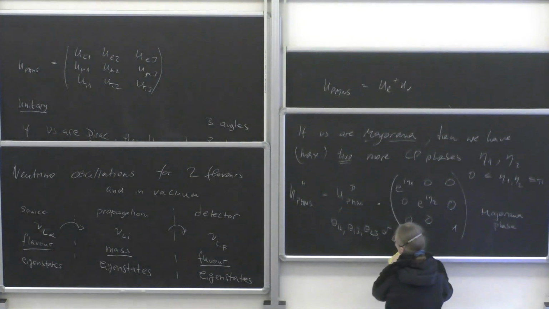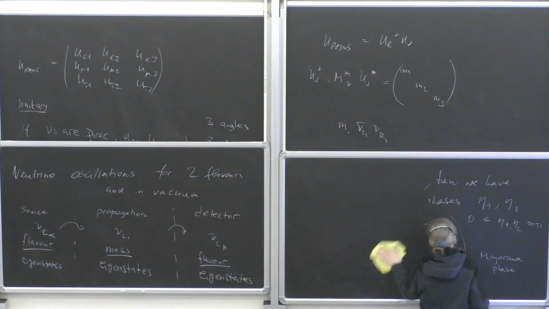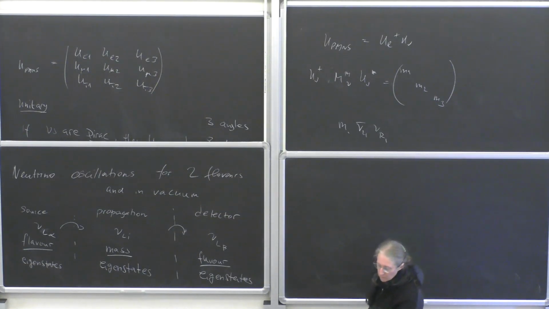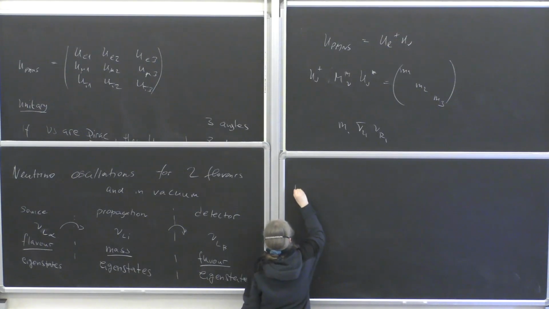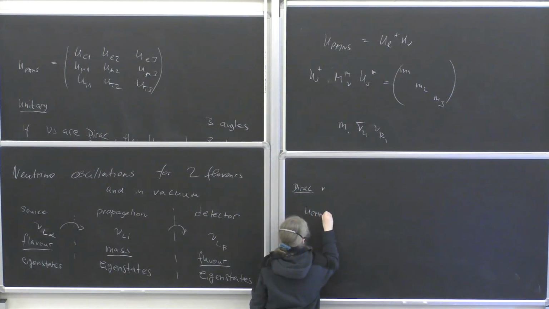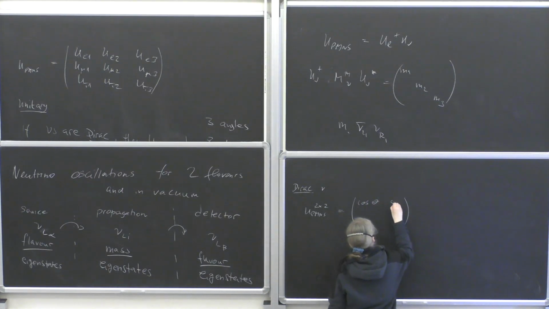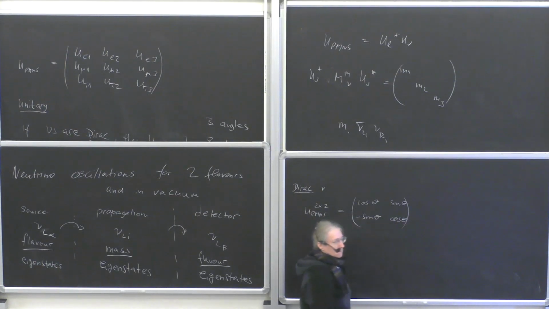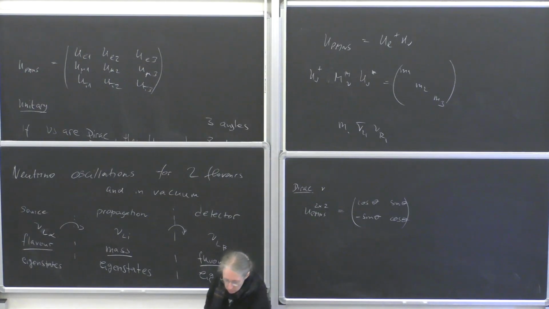Now, we discussed the PMNS matrix for the 3 neutrinos. Now we are more modest and do everything for 2. Being more modest reduces the 3 by 3 matrix to a 2 by 2 matrix. So if neutrinos are Dirac, then the PMNS, let's say 2 by 2, is just cosine theta, sine theta, minus sine theta, cosine theta. One physical parameter, just one angle. In particular, no CP violation.